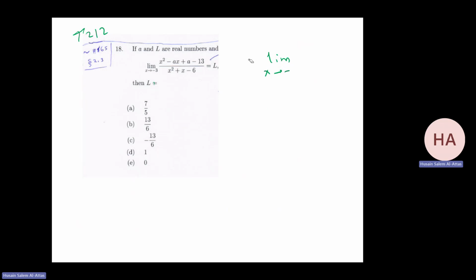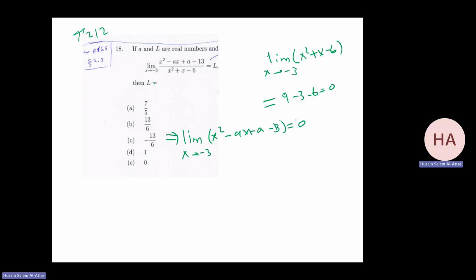You want L, huh? You want the limit, huh? The denominator will be what? The 9 minus 3 minus 6, which is 0. Okay, that means the limit of the numerator should be equal to 0.